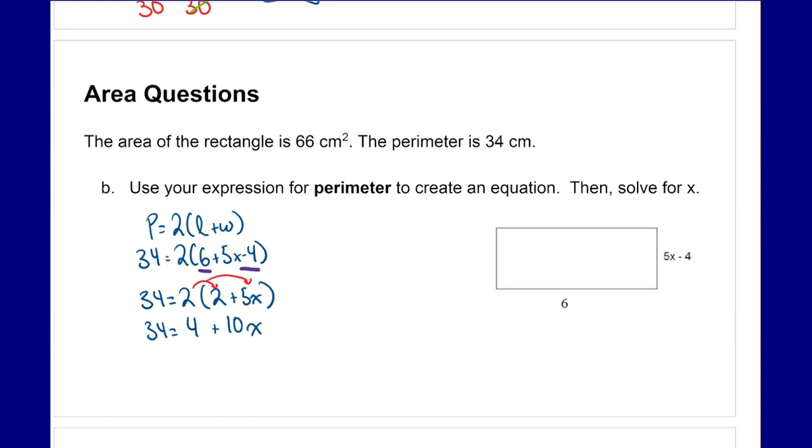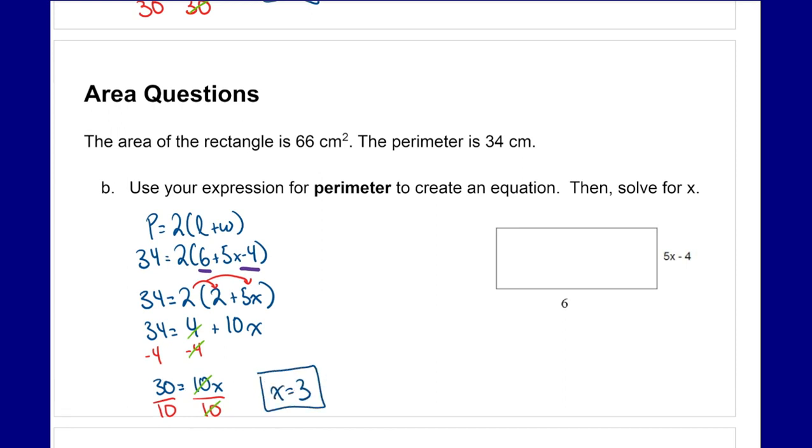Now I'm down to a two-step equation. I'm going to minus 4 from both sides. One side will cancel out. I have 30 equals 10x. You could jump right to the answer if you are good with your times tables. If not, we divide both sides by 10. One side cancels out, and we're left with x equals 3.